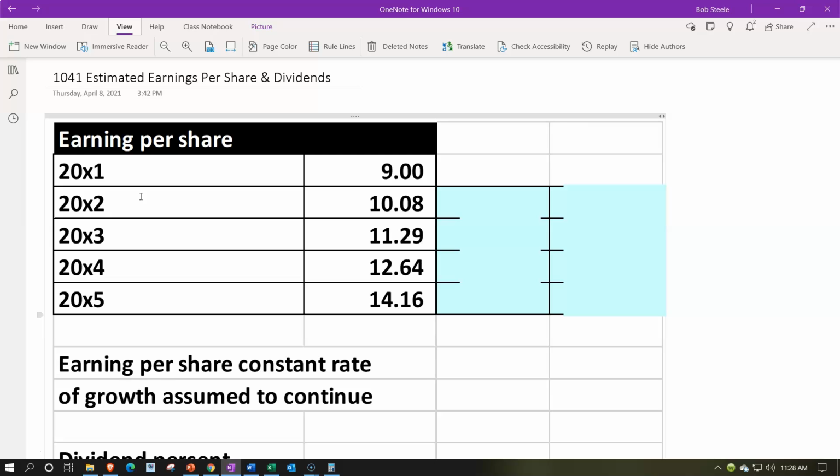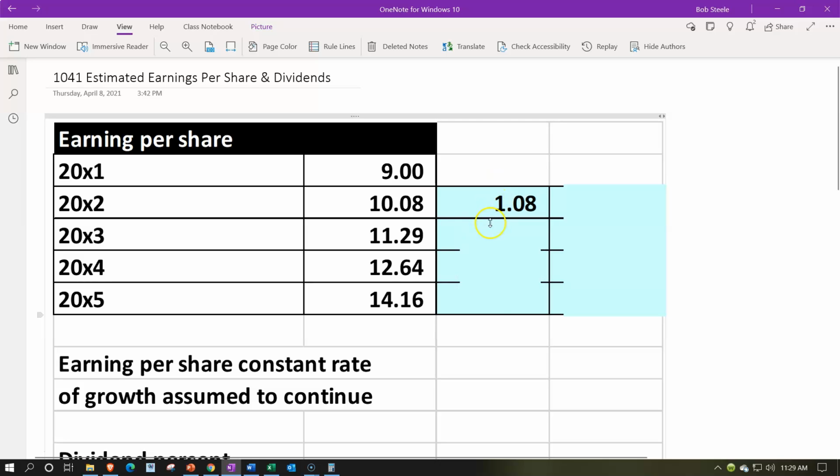So prior year data, we have 2000x1, 2000x2, 2000x3, 2000x4, 2000x5, the earnings per share going from 9 to 10.08 to 11.29 to 12.64 to 14.16. Now, one of the first things that we would want to do is try to think about, and we could put this into a table in Excel and do this quite easily. We do this problem in Excel if you want to take a look at that. But we put this into a table and then we can think about what the trend is.